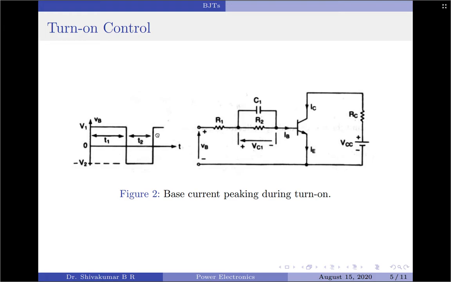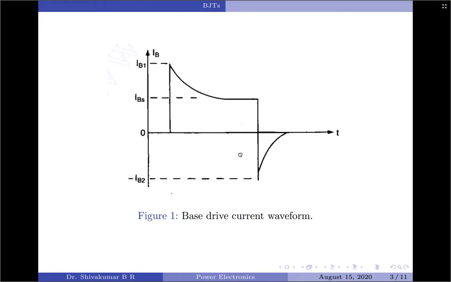When the input voltage is changed from plus V1 to minus V2, the capacitor voltage is added directly to minus V2 across the transistor. So now the transistor sees two voltages. One is minus V2 across the base and another one is the capacitor voltage. This will provide a base current peaking as we have indicated in this particular diagram.